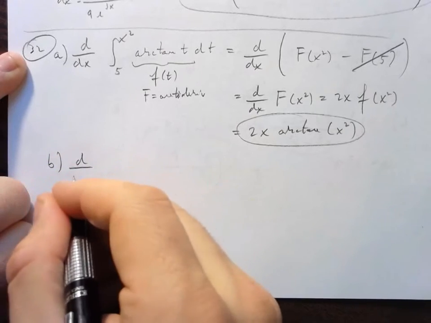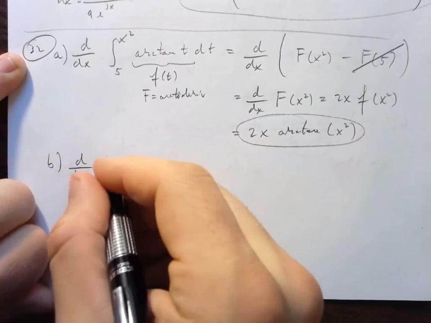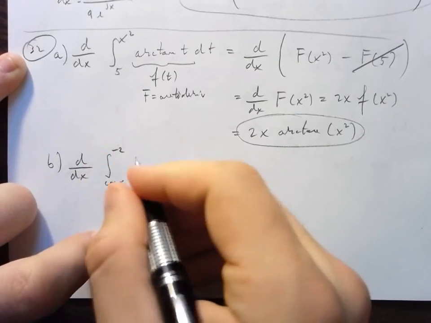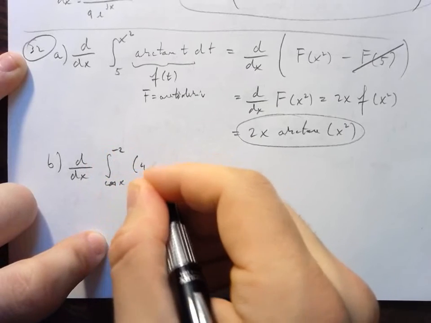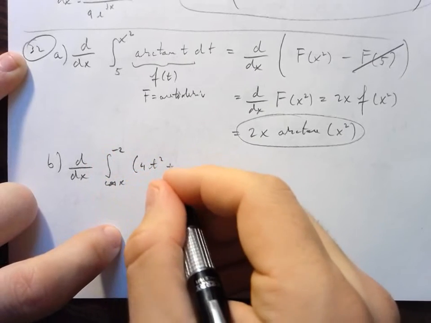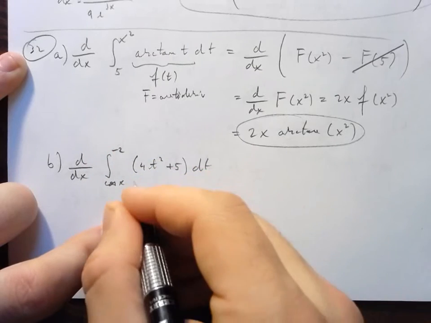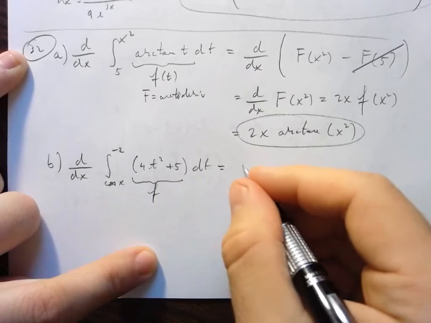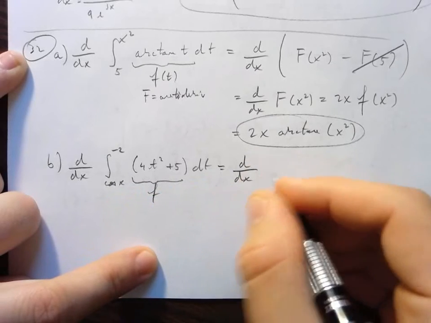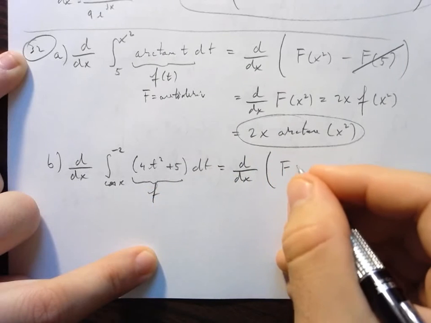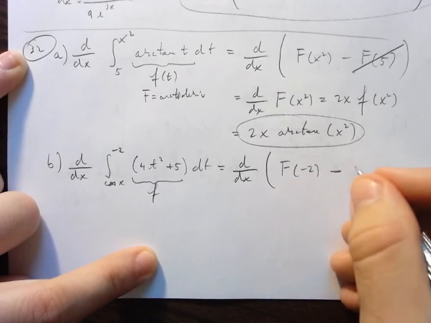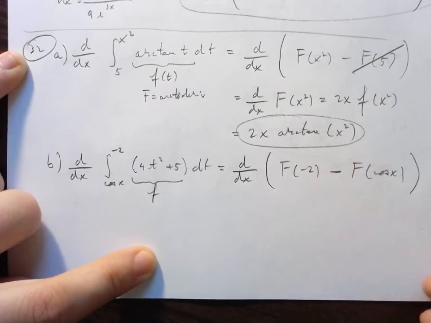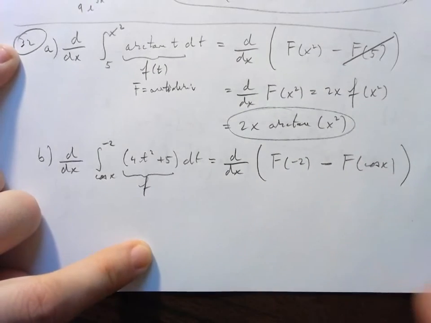So I'm taking now the derivative with respect to x of the integral from cosine of x to minus 2 of 4 t squared plus 5 dt. So this time, this is my little f. It's going to have antiderivative capital F. So what I'm doing is I'm taking the derivative with respect to x of capital F evaluated at minus 2 minus capital F evaluated at cosine of x, the lower bound, right? This is just the fundamental theorem of calculus.